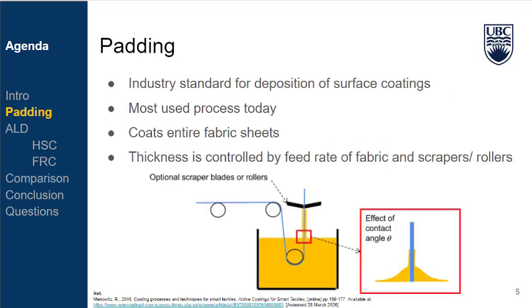Padding is the industry standard for deposition of surface coatings and is the most widely used method today. It is typically performed by coating entire sheets of fabric in a solution that has the desired property. Thickness is controlled by the feed rate of the fabric and scrapers or rollers to remove the excess solution.